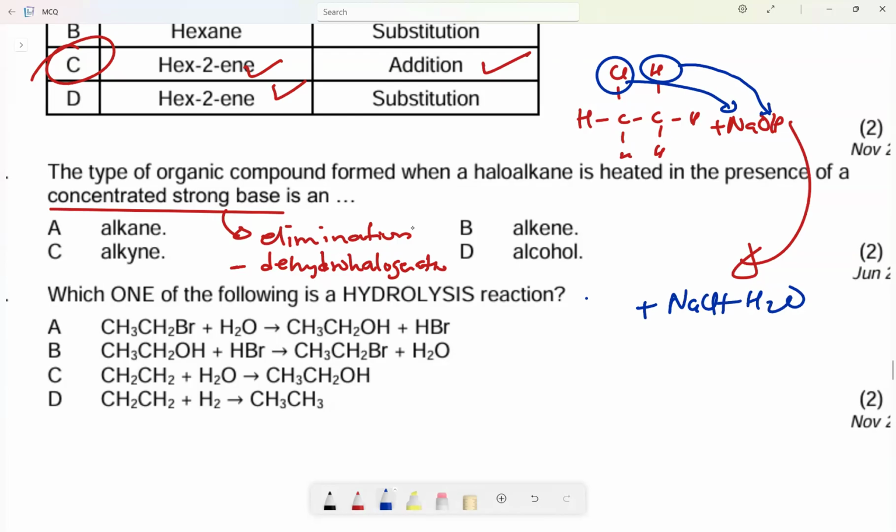An alkene that has a C double bond C, like that. So I'm forming an alkene. Can you see? I'm forming an alkene. So the most correct answer is number B.